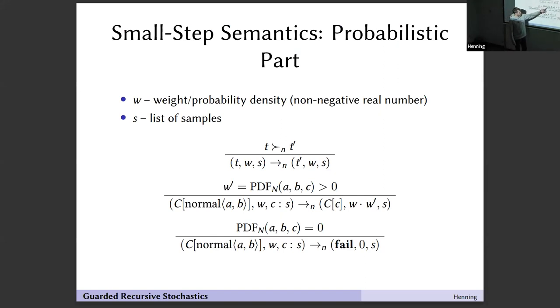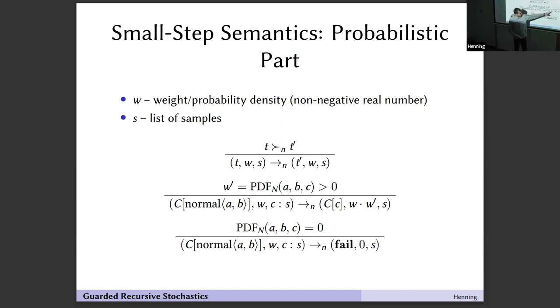This is where we use the probability density function. We stick that in and we see what is the weight that we get here. If the weight is non-zero, then this is a valid thing, and we can go on. We get a weight that we can use. And so now our computation up to this point has weight W.